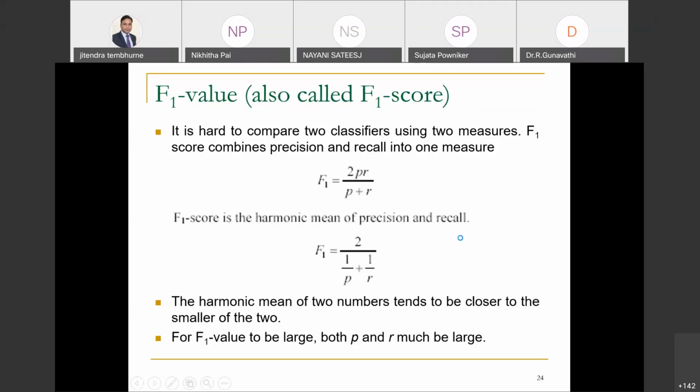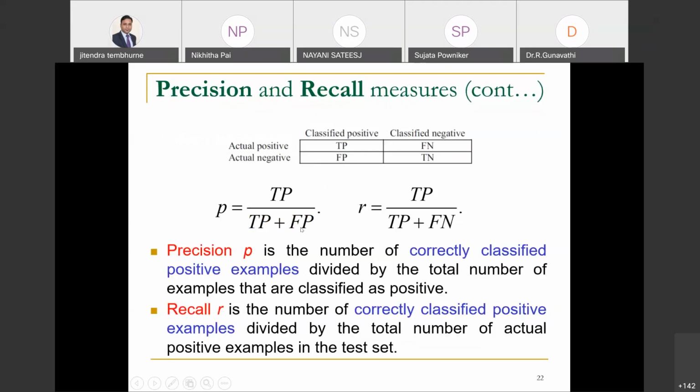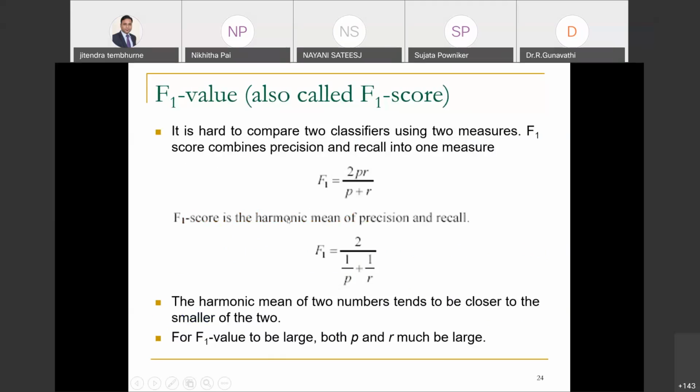I'll move to that slide so it will be more clear. I want to reduce this FN, false negatives. When this is lesser, this R, recall, will be more. And when FP is lesser, this P, precision, will be more. So this is one measure and this is another measure. Then you use those two measures in the F1 score. You cannot get two F1 scores; there will be only one F1 score.